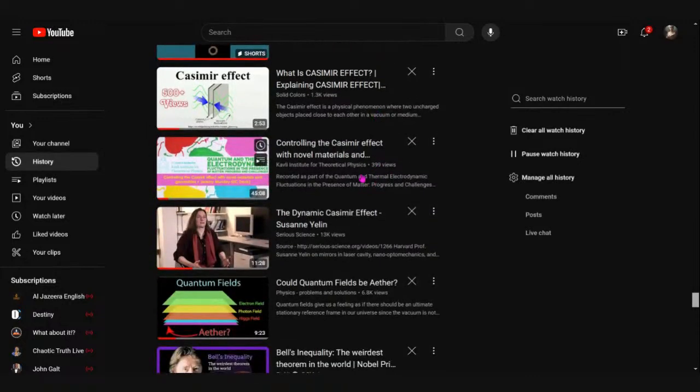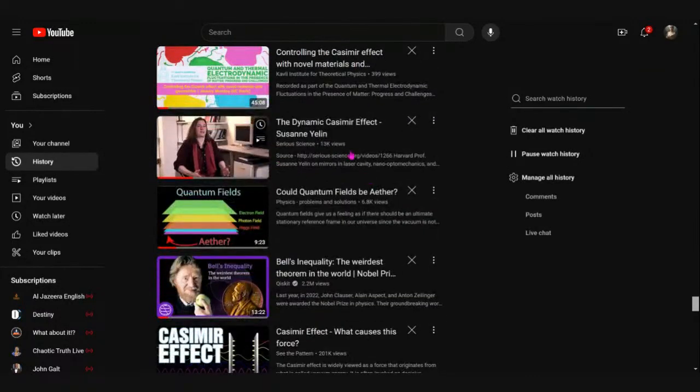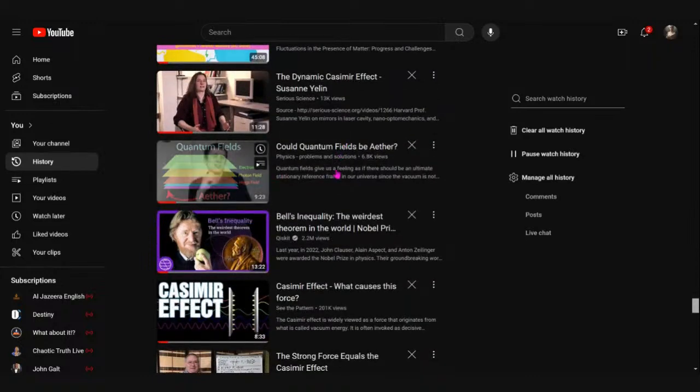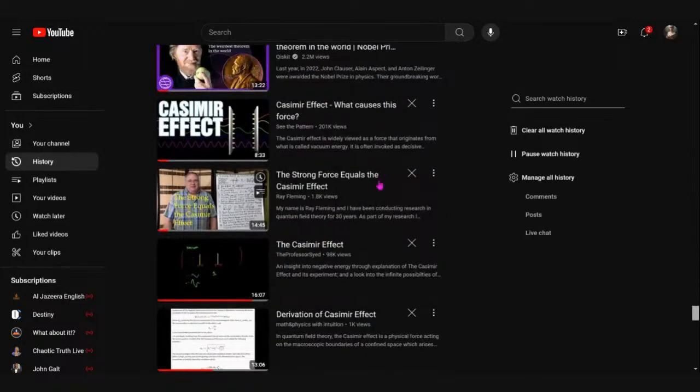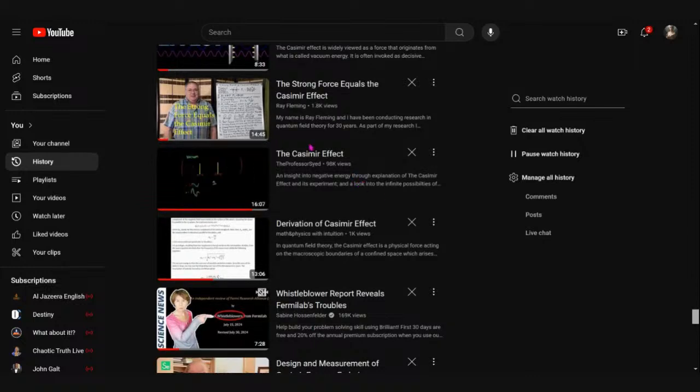Yeah, this is nothing but Casimir. Quantum fields, Bell's inequality. This chick is hot. This guy, this guy's useless. Absolutely useless. A strong force equals the Casimir effect? No, no, that's ridiculous. He's a joke.